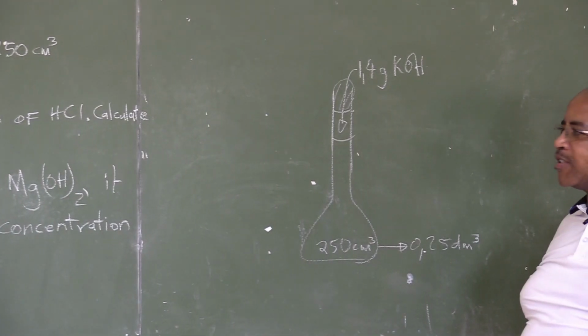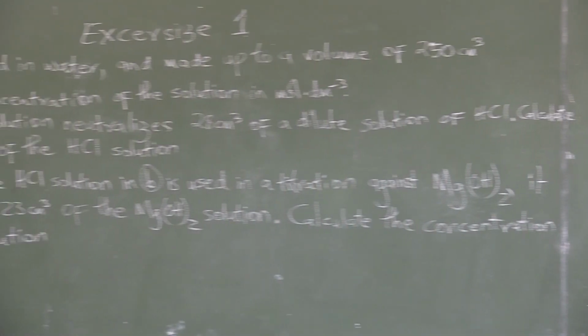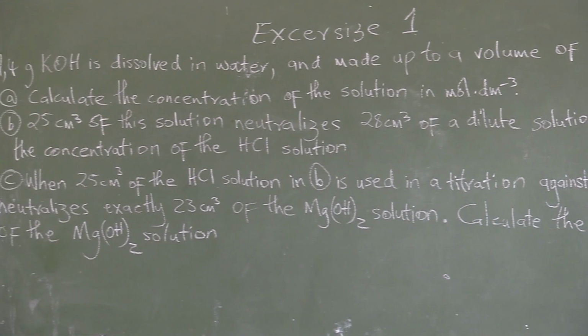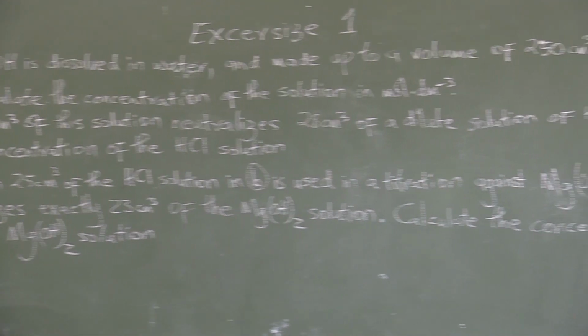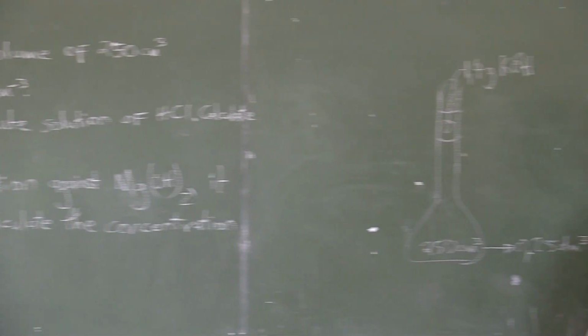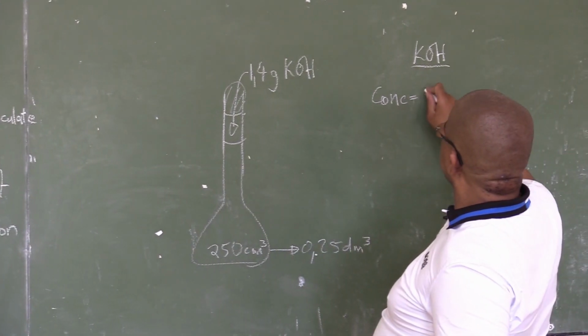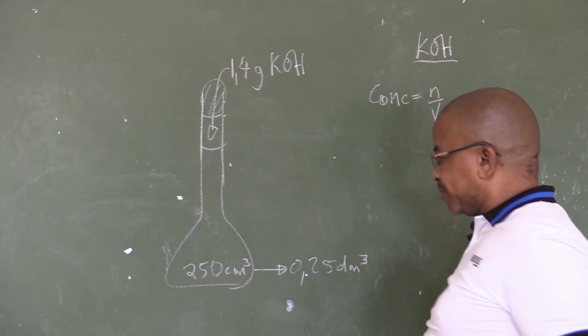It says calculate the concentration of this solution. The solution is potassium hydroxide. Let us calculate its concentration. What is the concentration of KOH? Concentration is number of moles over volume.